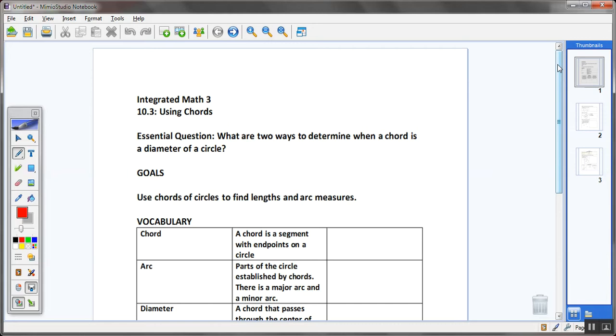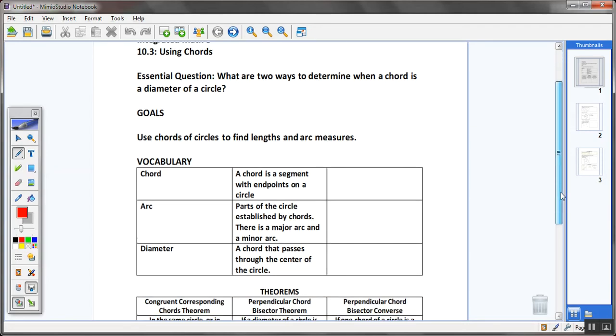question. So who wants to volunteer to read my goal up there? Use chords of circles to find lengths and arc measures. Okay, we're looking for lengths and arc measures. We're going to be looking at lengths of chords and arc measures, and we're going to use those to determine if a chord is a diameter or not. Okay? So I think vocab-wise, most of this ought to be prior knowledge to you. We'll sketch them up here again just to make sure we can get a good visual of them.